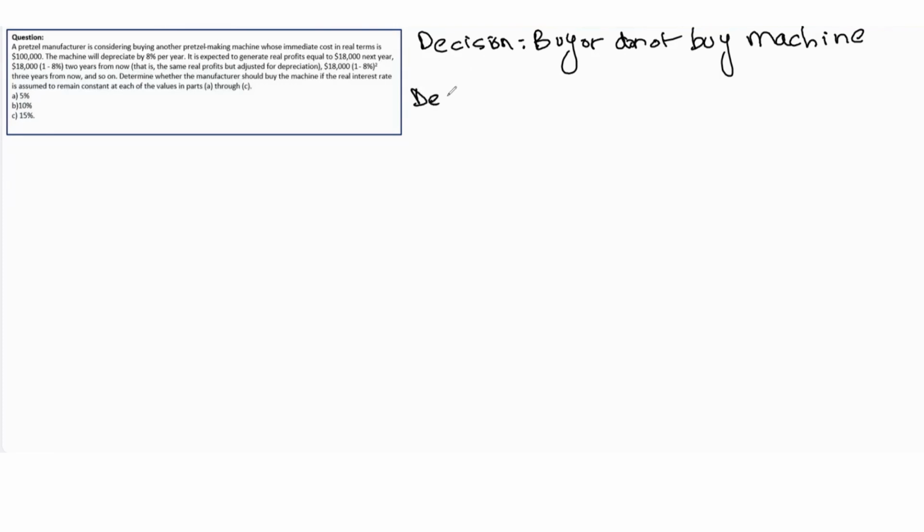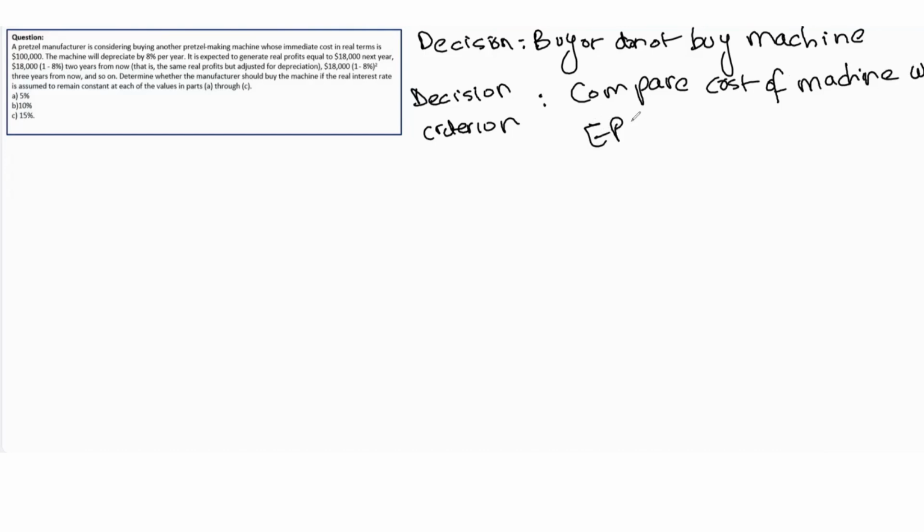And what will the decision criterion be for the firm deciding whether it should invest or not? The decision criterion will be that you compare the cost of the machine, which is given to us as 100,000, with the expected present discounted value of profits it will generate. The cost is incurred today.